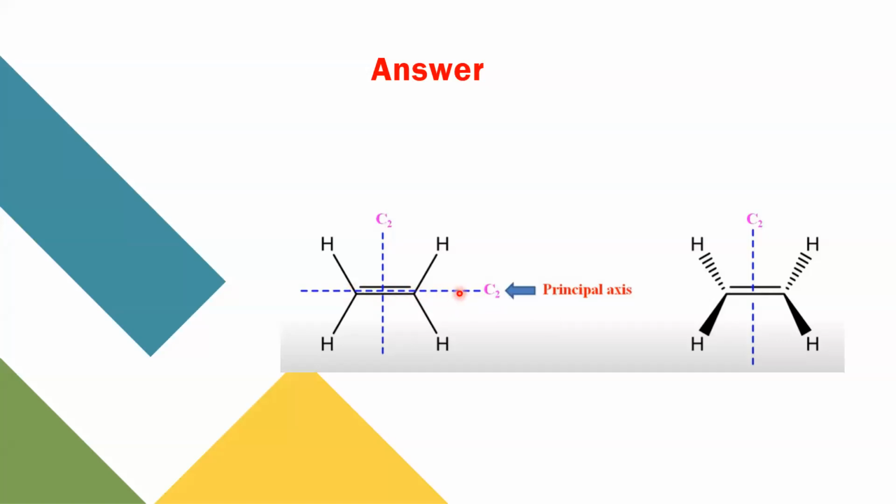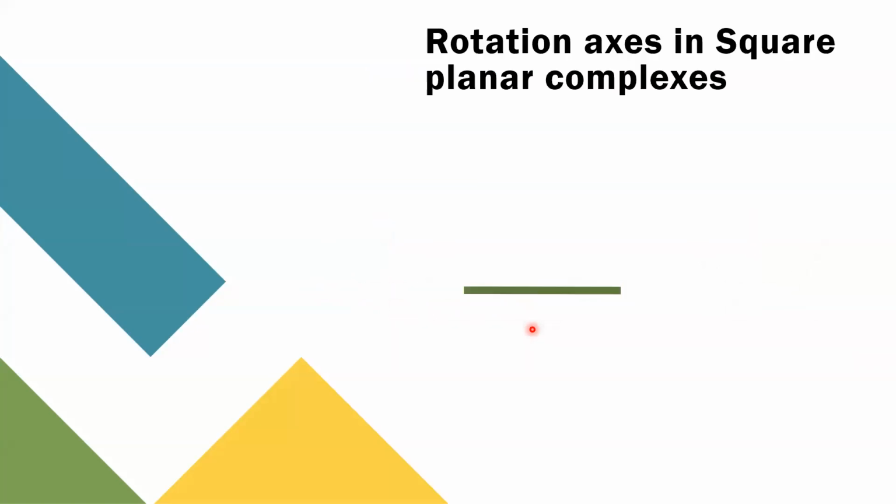So in this case, we have two C2 axes. The one which passes through these two carbon atoms is called the principal axis. Right? Clear? Any doubts? No. Everybody understood? Okay, good.